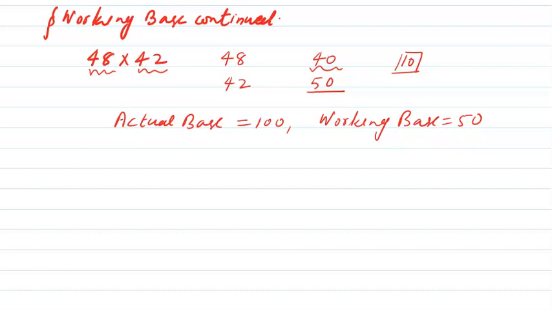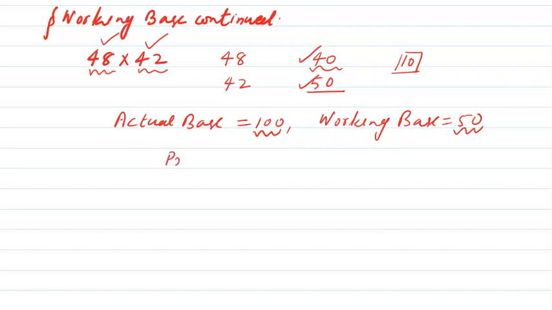So the problem I took in the last video, I discussed how to multiply 48 and 42, and I explained it through two different processes, one by taking the working base as 40, another by taking the working base as 50, and in both the cases I took the actual base as 10. Now for the same problem, I'm taking the actual base as 100 and the working base as 50, right?